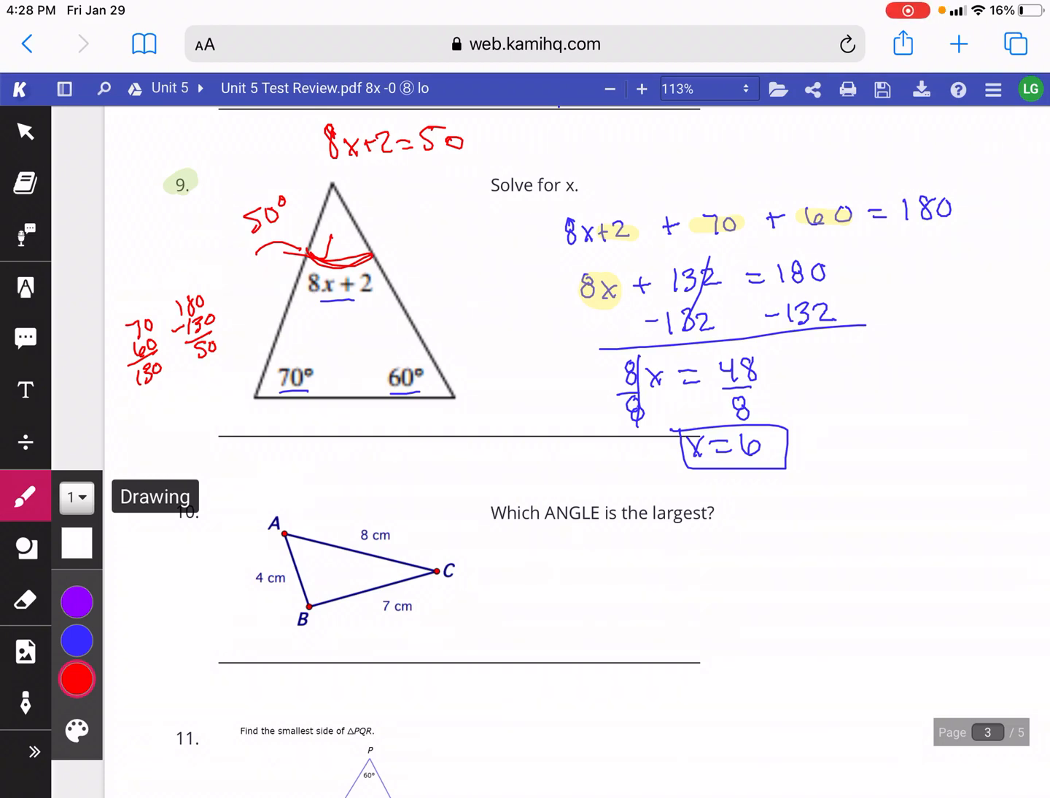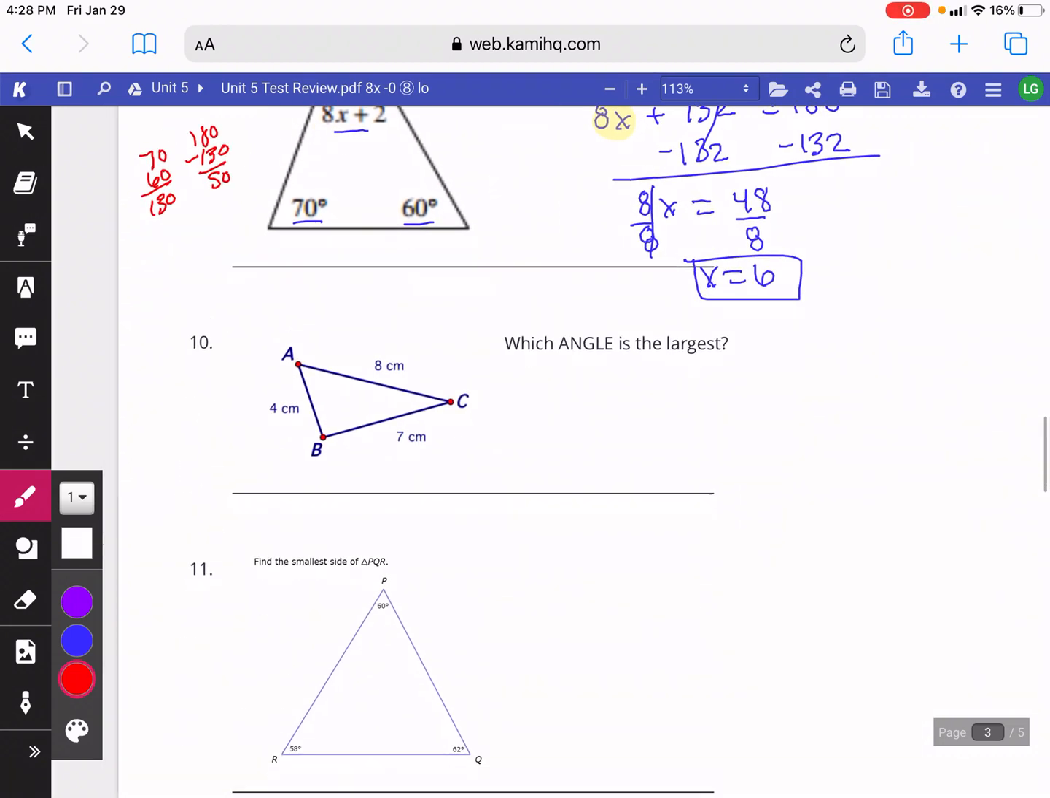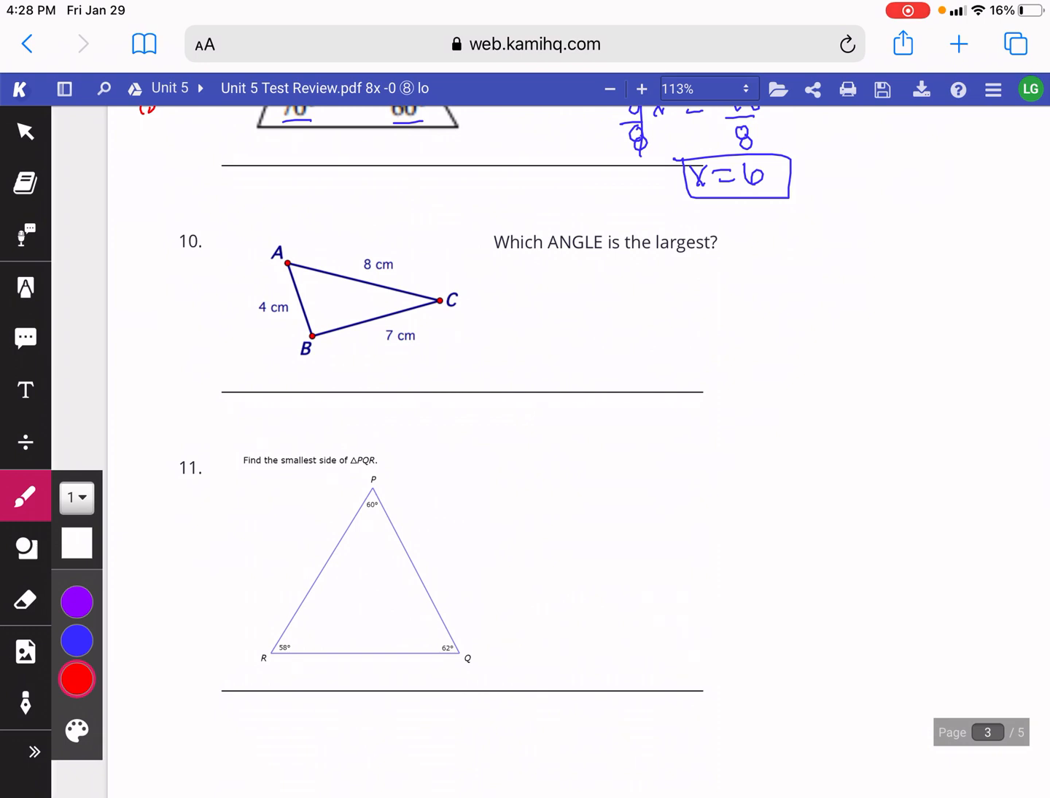In this video, we're going to continue the review for the Unit 5 test. So here they're asking which angle is the largest. To know this, you have to look at the largest side, so 8. And you're not going to say angle A and C because those are touching it. You have to look opposite that side to figure out the largest angle. So opposite that side would be angle B.